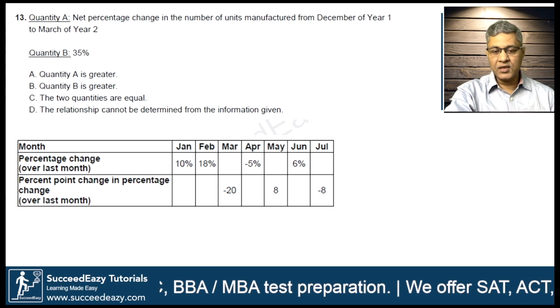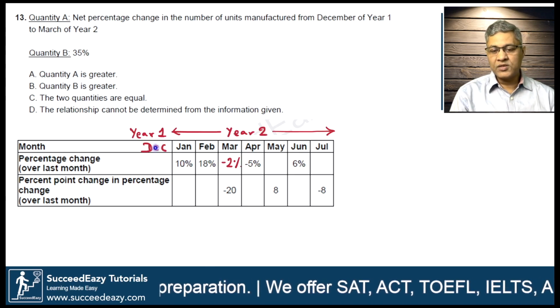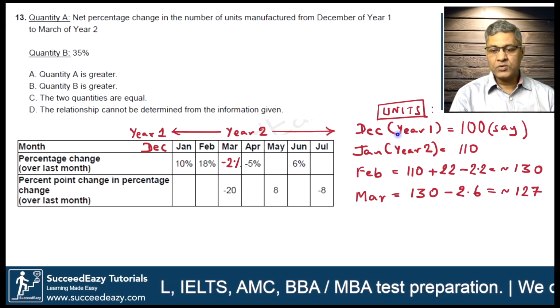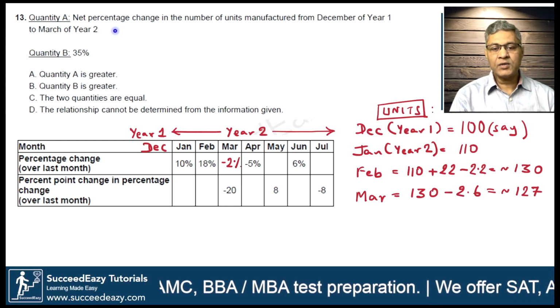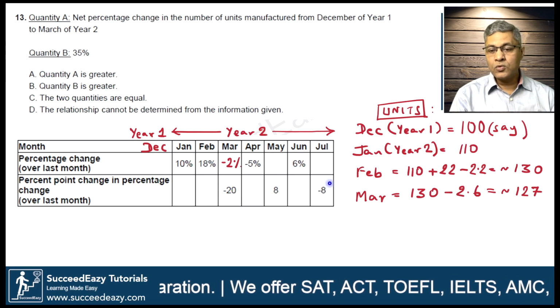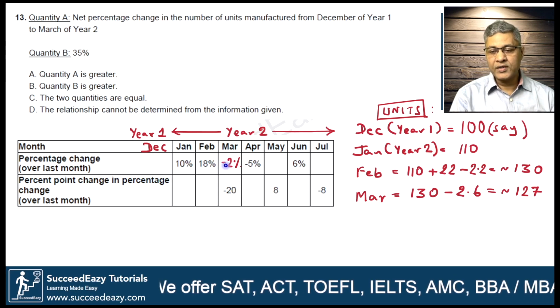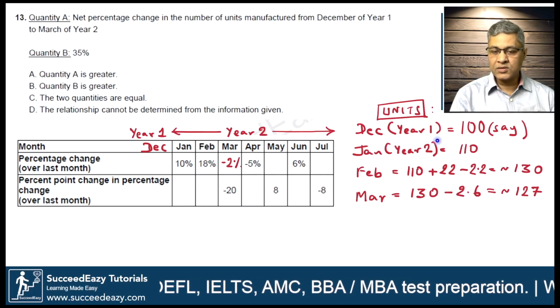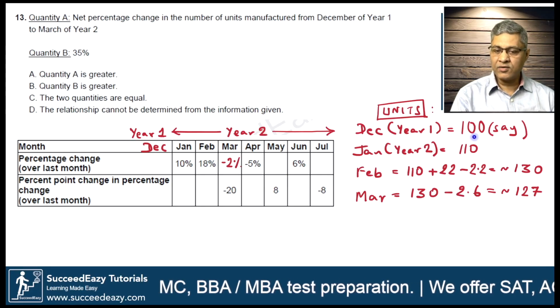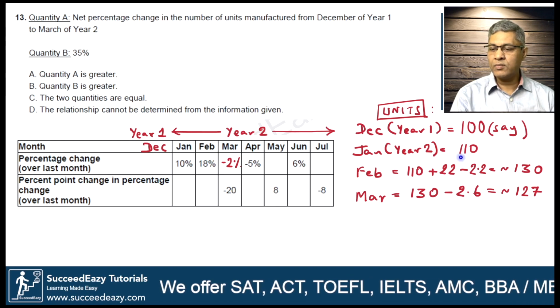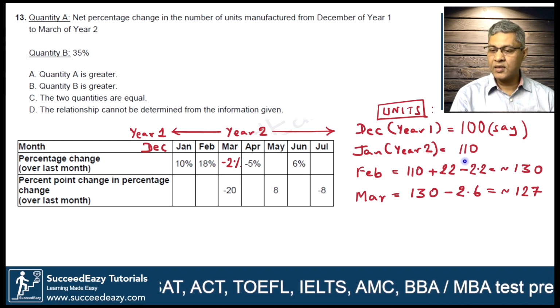So here is the table. Year 1 December would be somewhere here, and this is all year 2. We need to find the net percentage change in the number of units manufactured from December to March. So that is the period. So for example, December, that is for year 1 December, let's say it is 100. January would be 10% more than December, so it will be 100 plus 10, that is 110.